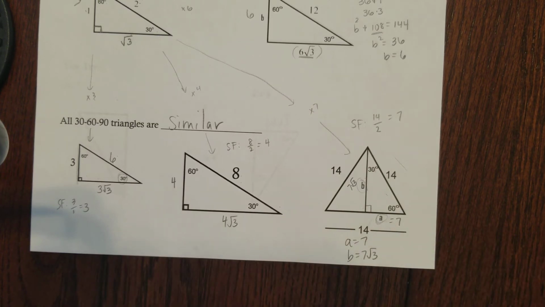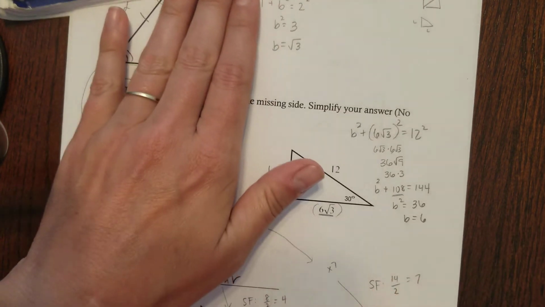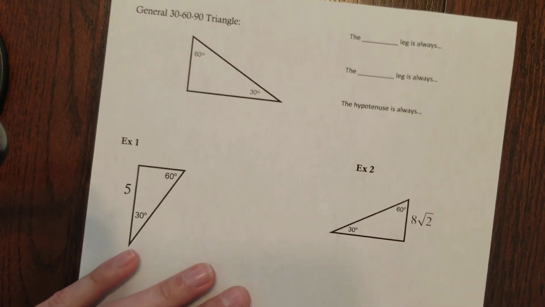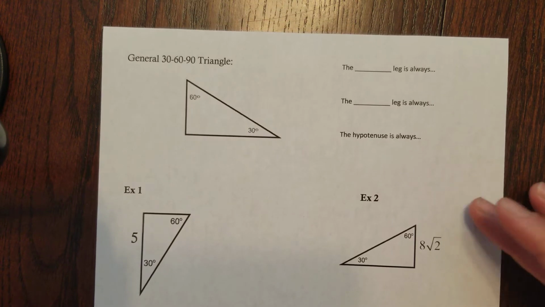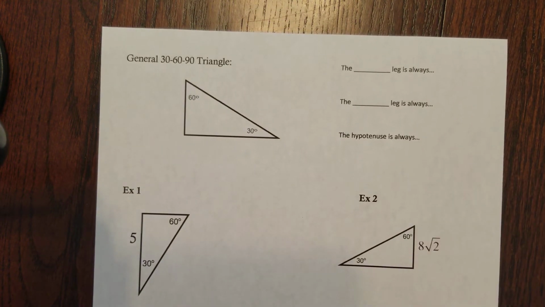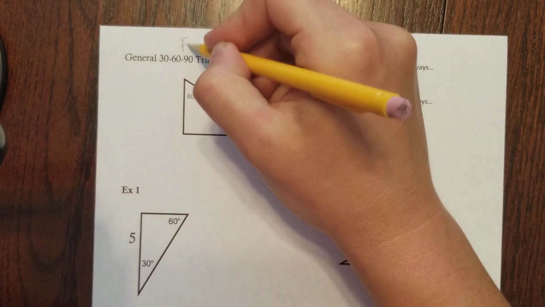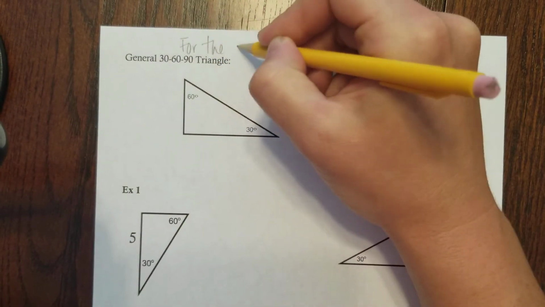So we can still use that similar triangle stuff to help us on these 30, 60, 90s. And you might like that and you might not. So let's talk about a second method. So our second method is our shortcut method, like we had the other day. So let's look at our general 30, 60, 90 triangle. This is for shortcuts.